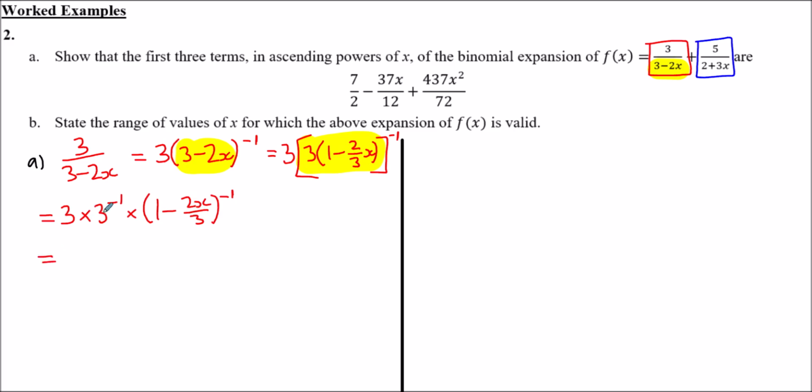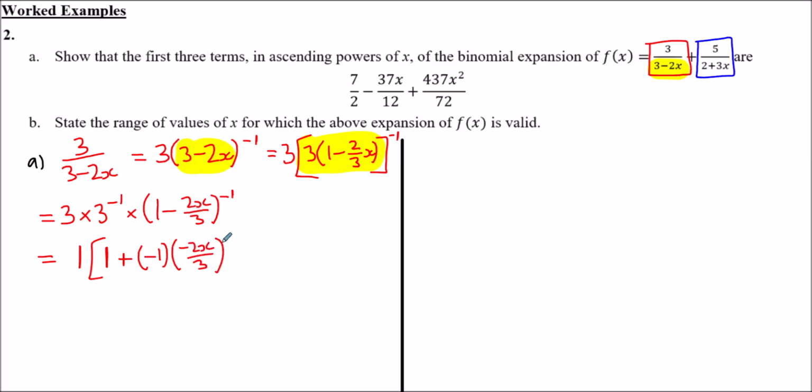Now 3 times the reciprocal of 3, luckily for us, makes it much neater. That'll just simplify to 1. So it's going to be 1 lot of this following expansion, which makes it much nicer. The first term of a binomial expansion is always going to be just 1 when the leading coefficient is 1, like it is here. So we've got 1, then we're going to do plus this power here, multiplied by minus 2x over 3.